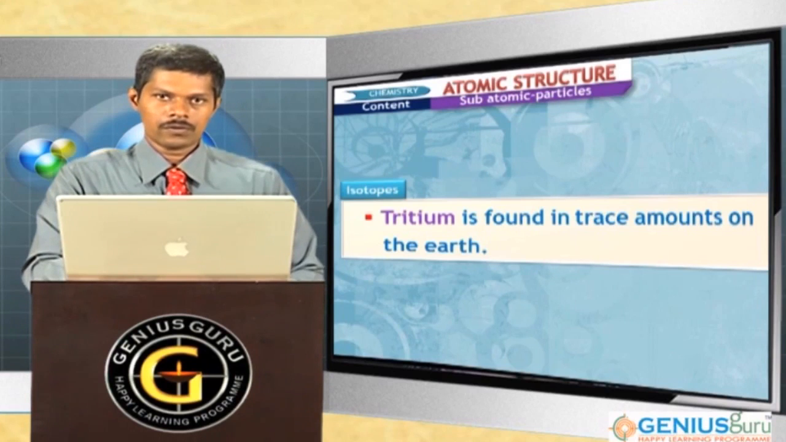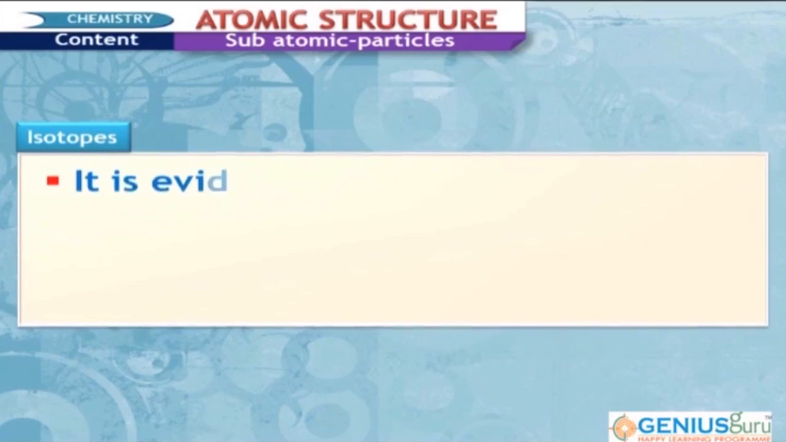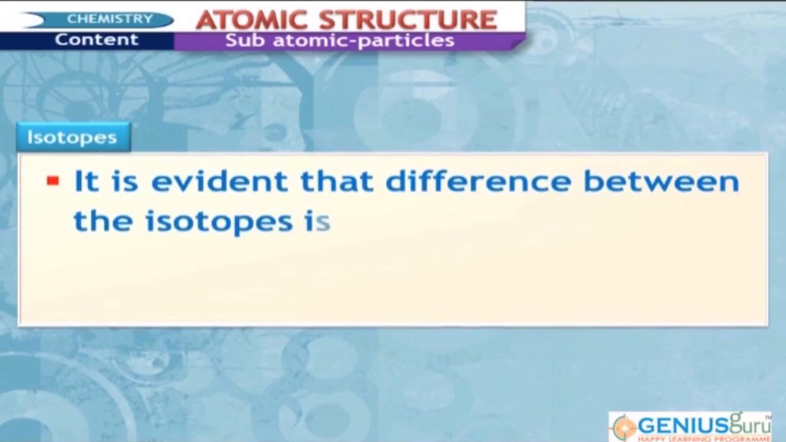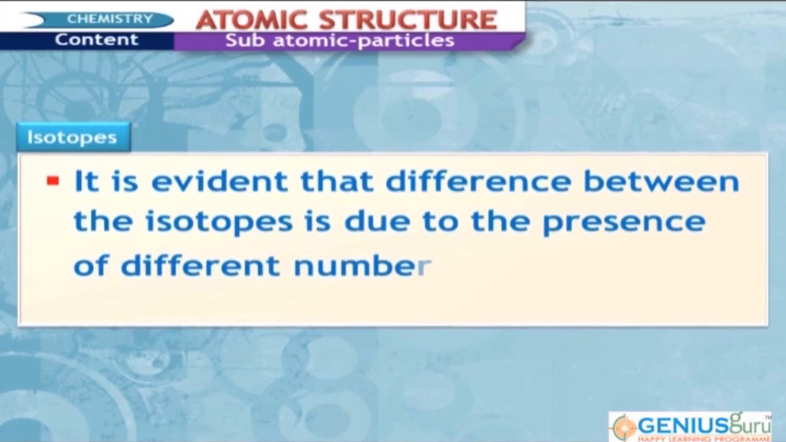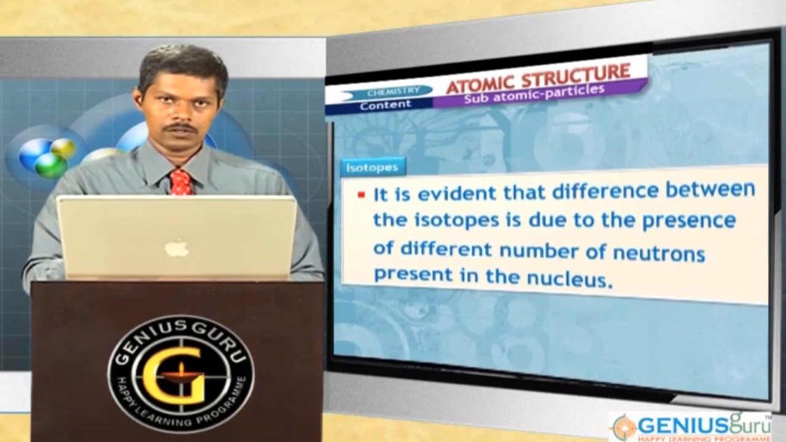So what is the cause of isotopes? The difference between the isotopes is due to the presence of different numbers of neutrons in the nucleus. Because of the different number of neutrons present inside the nucleus, it has different types of isotopes. This is the cause of the occurrence of different isotopes in any element.